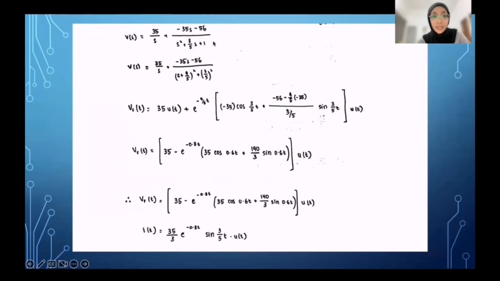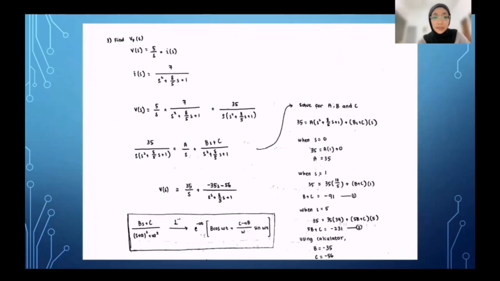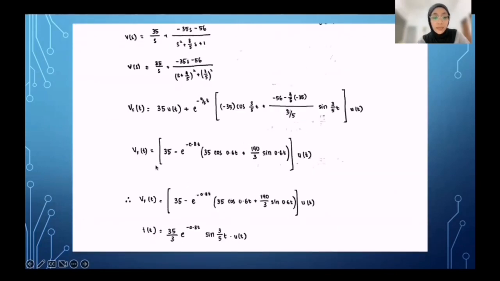Then we get Vs equal to 35 over s plus (negative 35s minus 56) over s squared plus 8 over 5 s plus 1. Then we need to convert this equation into the form of s plus a, squared plus omega squared, which is (s plus 4 over 5) squared plus (3 over 5) squared. From Vs here, we apply the inverse Laplace using this formula in the box to find vF(t), which is 35 minus e to the power of negative 0.8t times 35 cos 0.6t plus 140 over 3 sine 0.6t u(t).